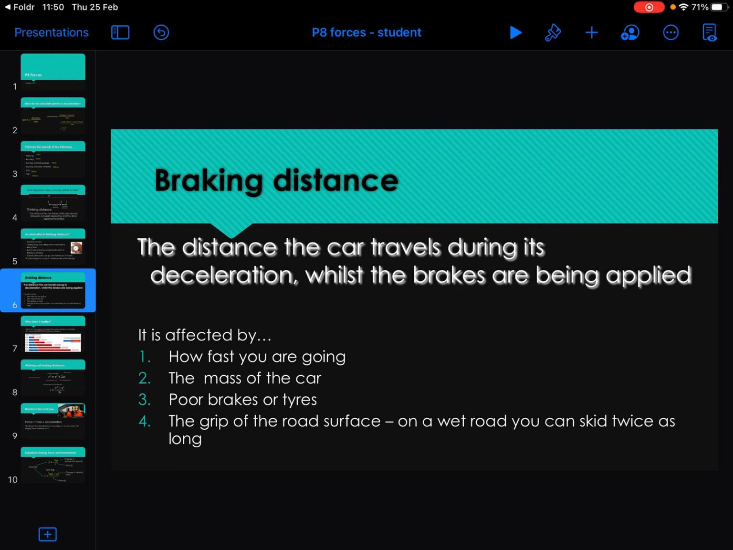Braking distance then. Official definition: the distance a car travels during its deceleration whilst the brakes are being applied. It is affected by speed, mass of the car, poor brakes or tyres, and the grip of the road surface. So on a wet road, you can skid twice as long. On an icy road, I think it's 8 times as long. Could be lying on that one, but it is very, very long on an icy road.